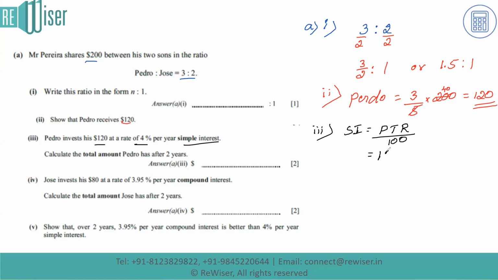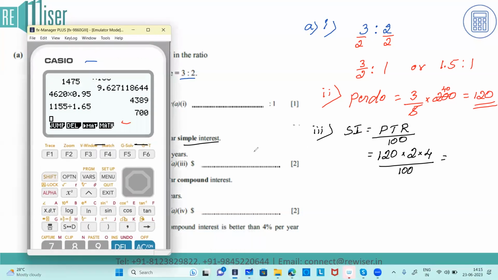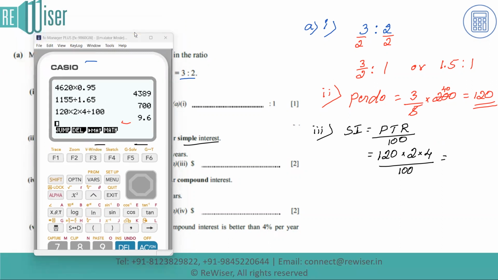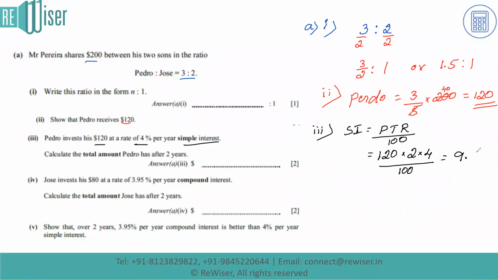And the principal, or basically the investment, is 120. And the time is going to be 2 years. And the rate of interest here is 4%, so 4 divided by 100. And when I put this in the calculator, I will only get the interest here. So let's put it in the calculator. So it's going to be 120 times 2 times 4, and this entire thing divided by 100. So that's going to give us 9.6. So this 9.6 is the interest that he will be earning in 2 years.